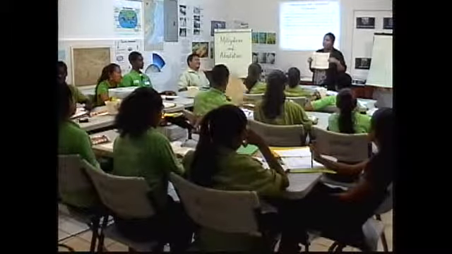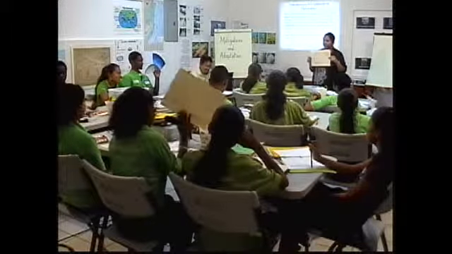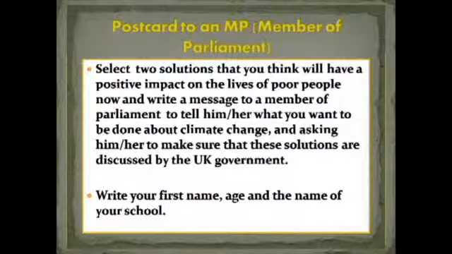Has anyone seen a postcard before? All right, that's better. Okay, now you're going to create a postcard and send it to a member of parliament in the United Kingdom. You're going to look at that person and say, hey, these are 2 things that you can do as a rich country to assist poor Bangladesh.